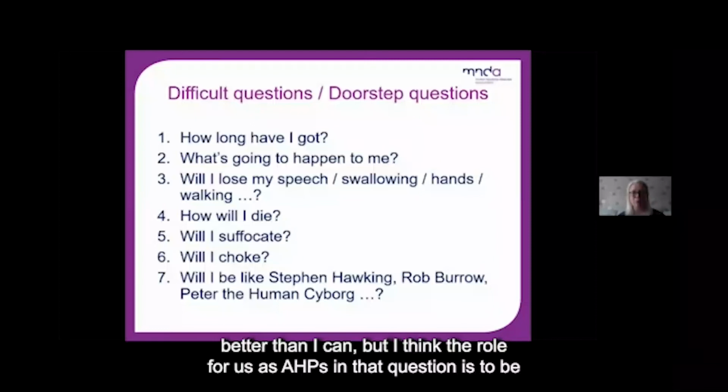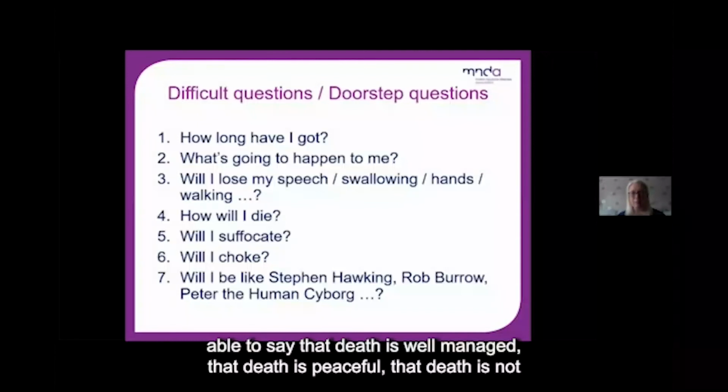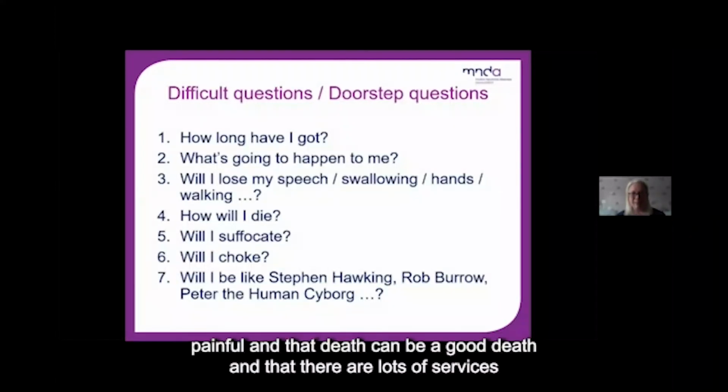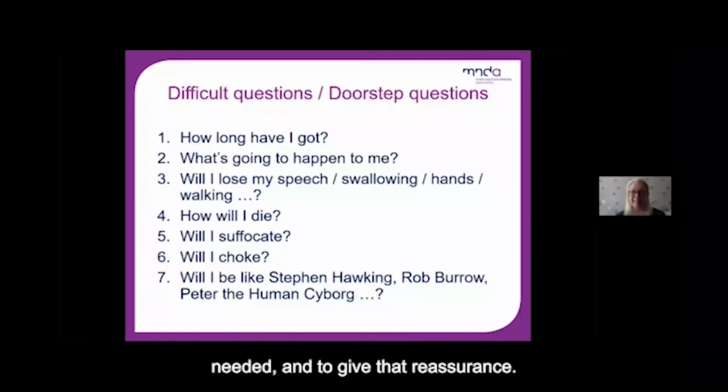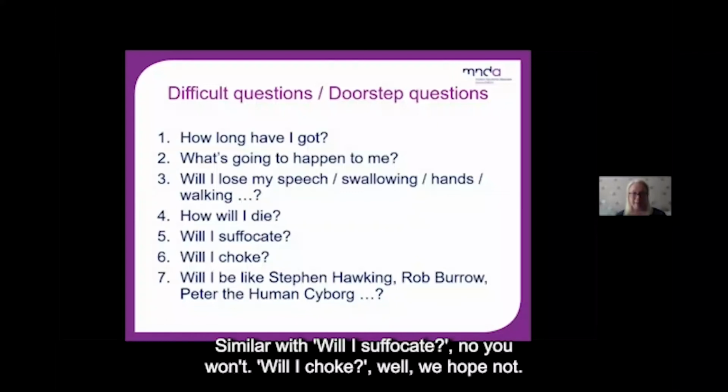But I think the role for us as AHPs in that question is to be able to say that death is well managed, that death is peaceful, that death is not painful, and that death can be a good death, and that there are lots of services available to support that, and that those services will come into play when they're needed, and to give that reassurance. Similar with, will I suffocate? No, you won't. Will I choke? Well, we hope not.